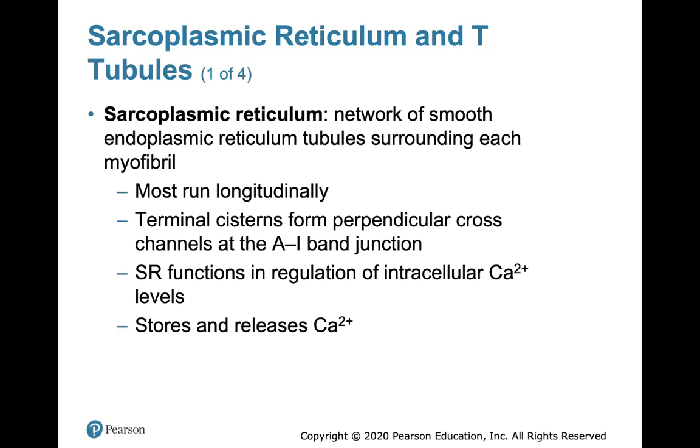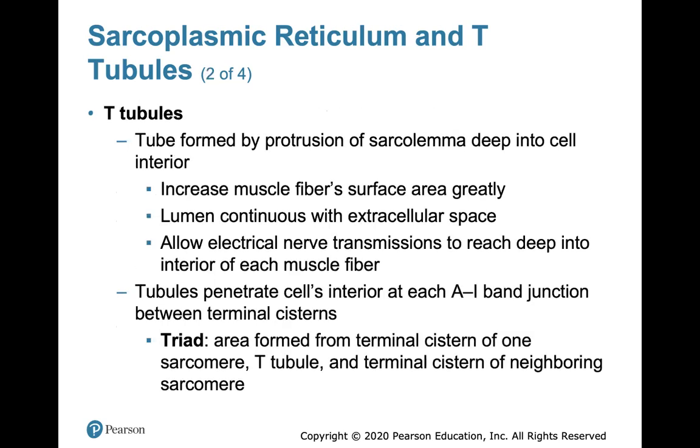So we're going to talk about the sarcoplasmic reticulum and the T tubules. Your sarcoplasmic reticulum is a network of smooth endoplasmic reticulum tubules that surround each myofibril. It runs longitudinally, and terminal cisterns form a perpendicular cross channel at the A and I band junction. The big thing that I want you to remember about the sarcoplasmic reticulum is that it stores and releases calcium. And calcium is the necessary ion for muscle contraction because it will be what binds to the actin to allow the myosin heads to bind.